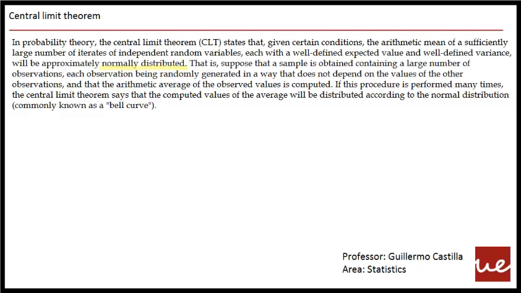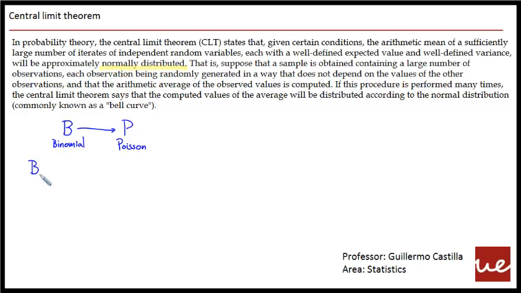If this procedure is performed many times, the central limit theorem says that the computed values of the average will be distributed according to the normal distribution, commonly known as a bell curve. Now let's see how this actually works in practice, because this may not be very clear. Imagine we have a binomial distribution and a Poisson distribution. They're both discrete distributions.